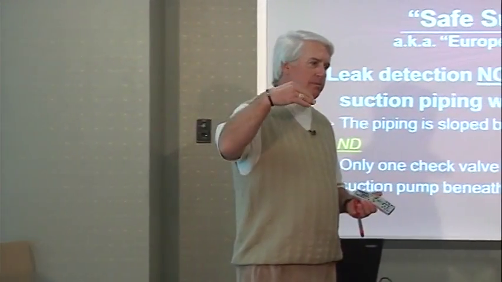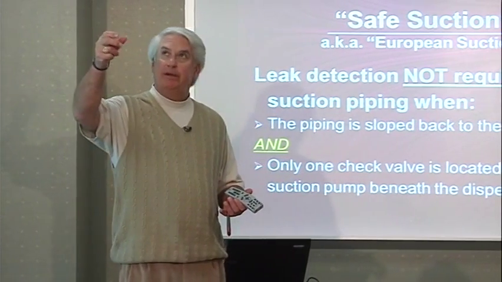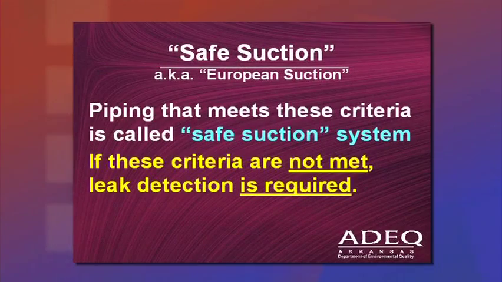If you have safe suction piping, and safe suction piping is this: if your lines are sloped back to your tank and you have only one check valve, and that one check valve is right below the dispenser, then you've got safe suction. If you've got safe suction, leak detection is not required for suction piping. If you have some other configuration of suction piping, then you have to do leak detection.